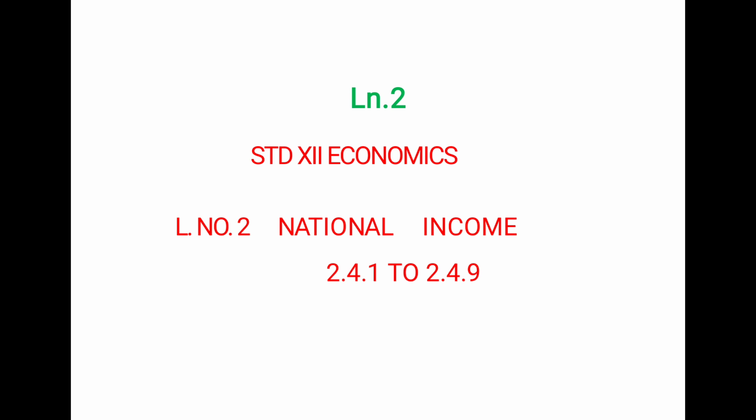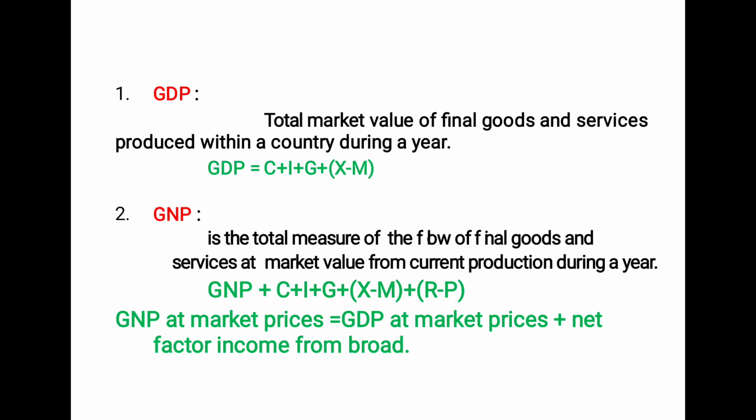So today we are going to see lesson number 2, National Income, 2.4.1 to 2.4.9. This contains very important concepts. Last slide I showed you the basic concepts of national income. We saw GDP, GNP, NNP, NDP at factor cost, personal income, disposable income, per capita income, real income, and GDP deflator. So today we are going to see each concept separately with their formulas.